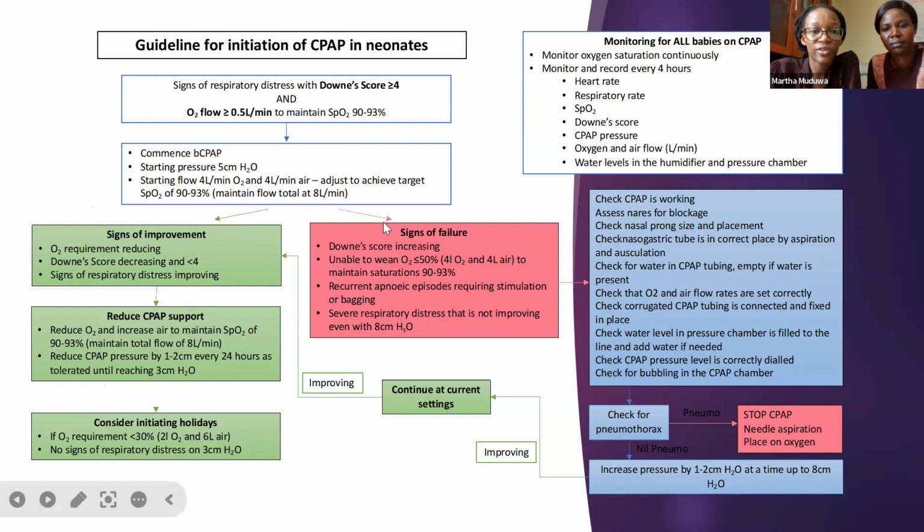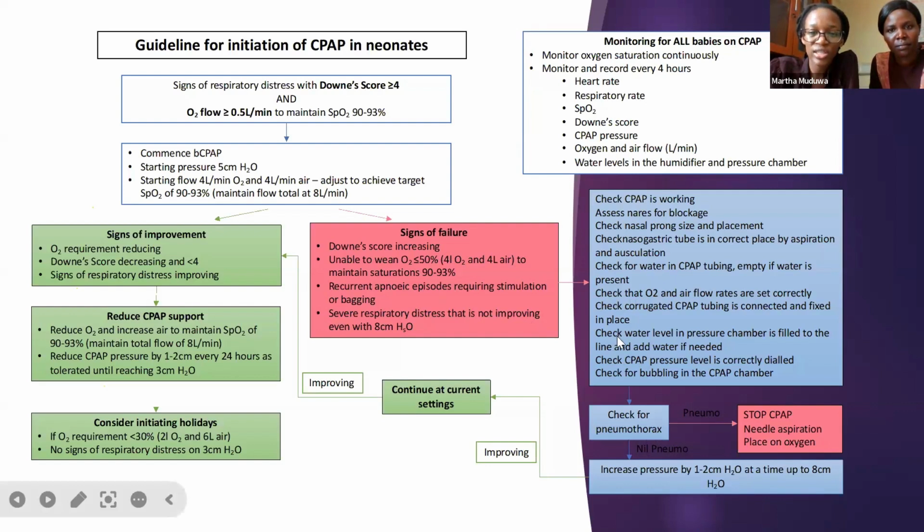However, if you have signs of failure of CPAP, your Downes score is just increasing, quite the opposite of the signs of improvement, the baby is having apneas, the distress is just worsening even when they're at the maximum pressure, then you need to go and check. You check that your CPAP is properly working, that you've set it up properly, and that there is no interruption at any of the tubes. Check that your tubes are not broken, that your water level is at the right place. It's the basic thing to start with before moving further.